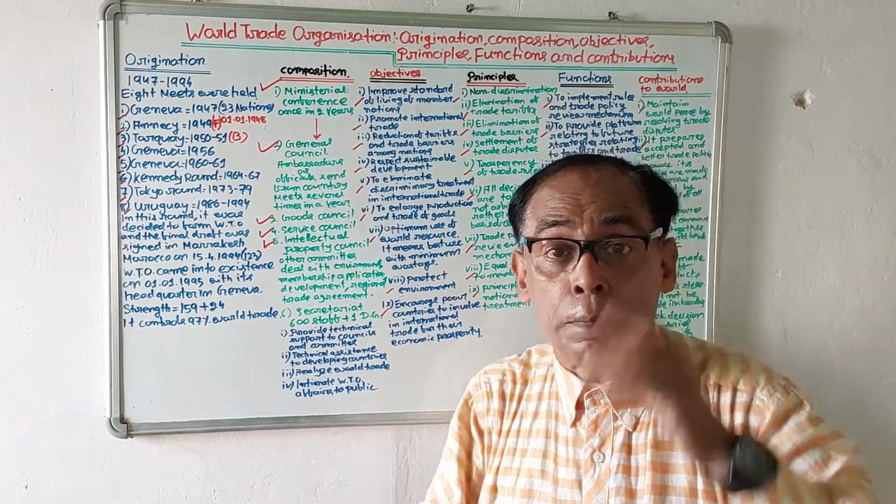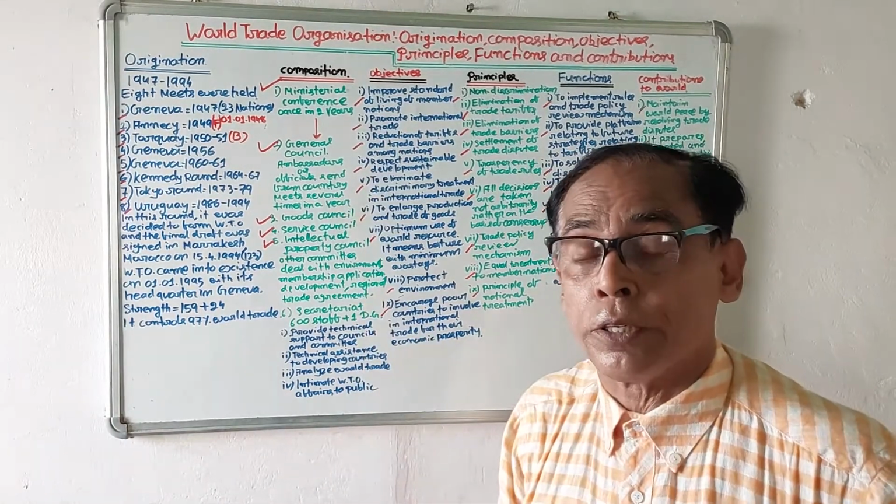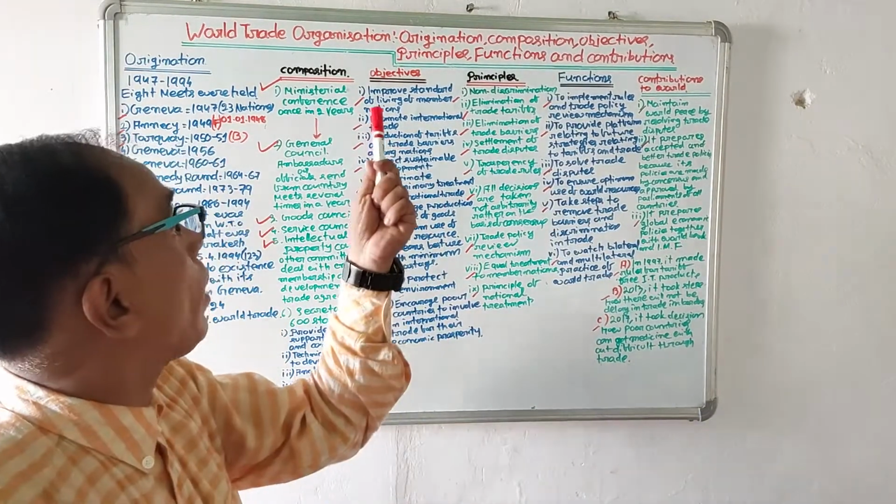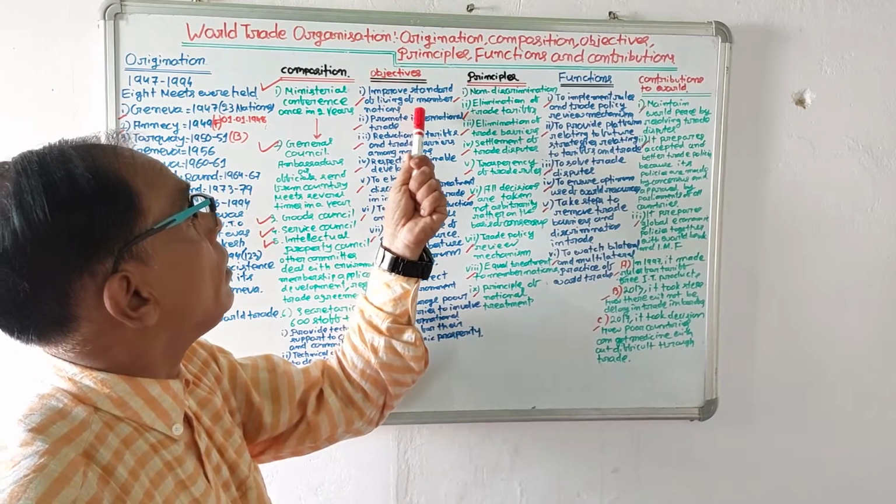Now I will talk about another important thing, the objectives of WTO. What are the objectives of WTO? It is very important. What objectives does it have? Number 1, improve the standard of living of member nations.